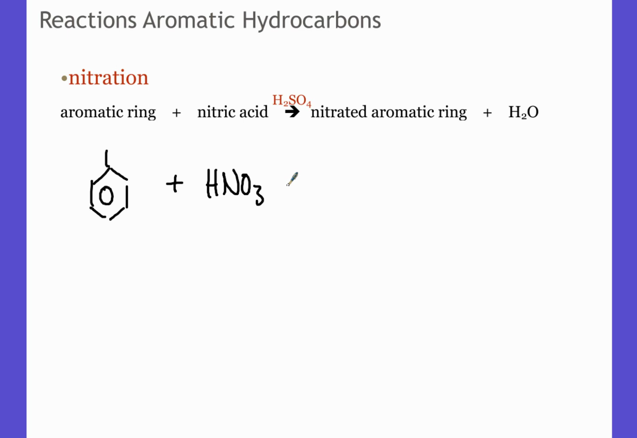And I'm going to react these 2 things to make a nitrated aromatic ring, right? What's going to happen here essentially is kind of like the last one. I'm going to take a hydrogen off of this ring, right? And I'm going to take 1 hydrogen from here and 1 of these 3 oxygens. So I'm going to take 1 oxygen, which leaves 2 when it's all said and done. So I don't have this hydrogen anymore.